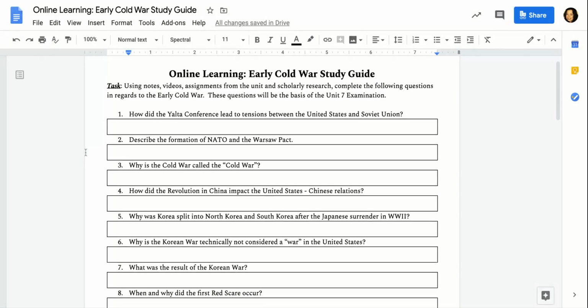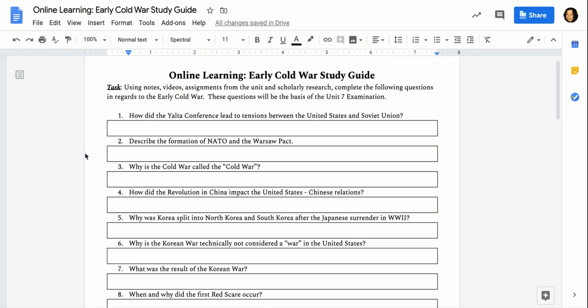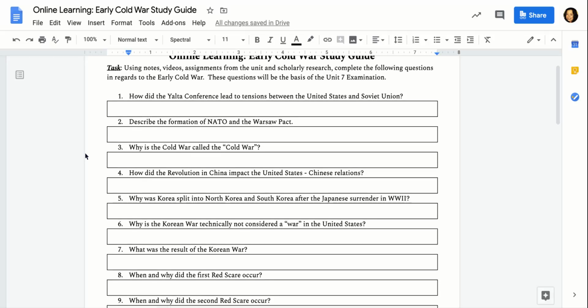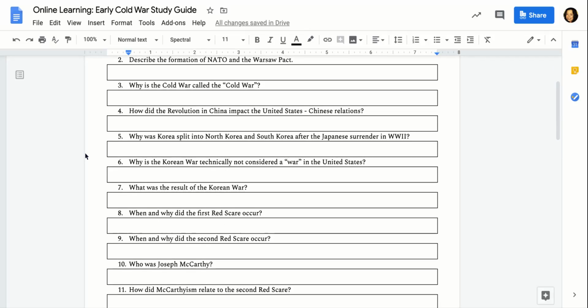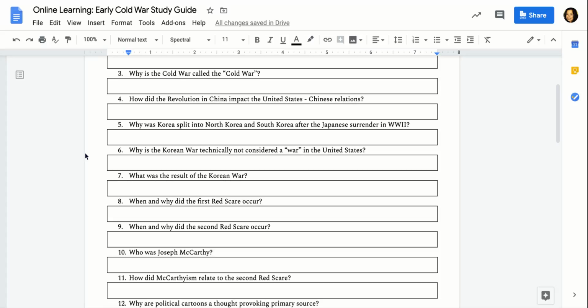So just to kind of go over some of the questions. How did the Yalta Conference, remember that was one of those big conferences at the end of World War II, the United States and the Soviet Union, they were both there. They were both on the same team. How did it later on lead to tensions? So how did it kind of lead to mistrust between the United States and the Soviet Union? Tell me about the formation of NATO and the Warsaw Pact, and linking that to the Cold War. Pretty simple question for number 3.